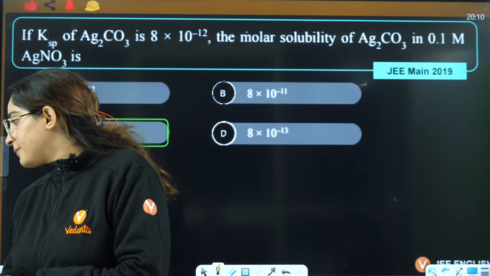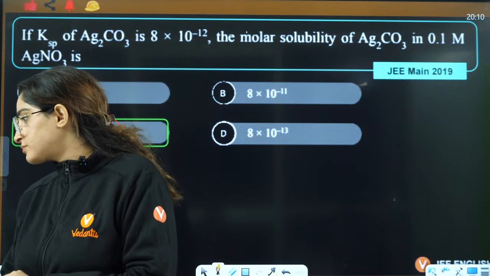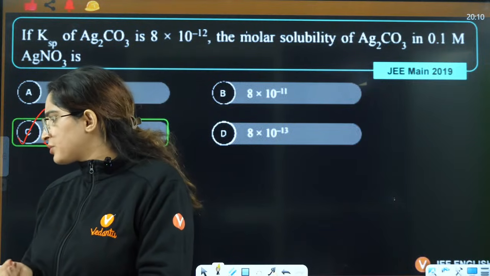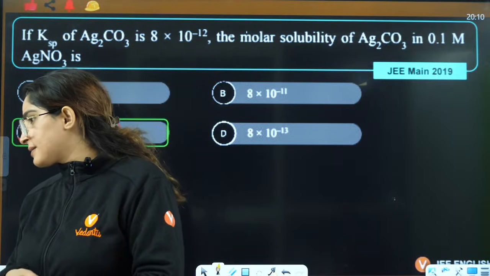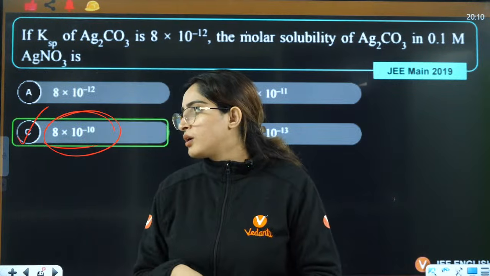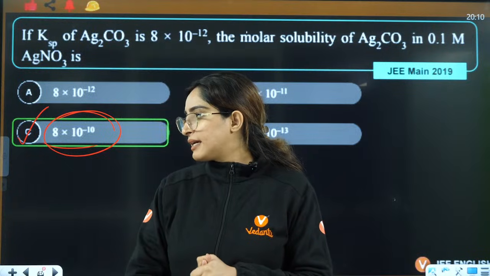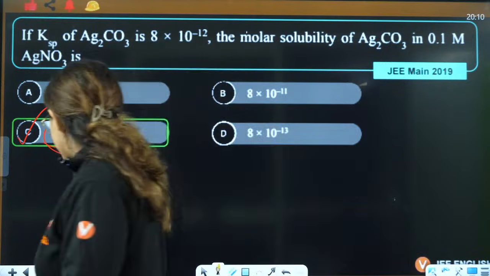Right, everybody? Yes. Okay. Yes, AgNO3 is a strong electrolyte. Salts are strong electrolytes only. Right? Okay then guys, that's it for today.